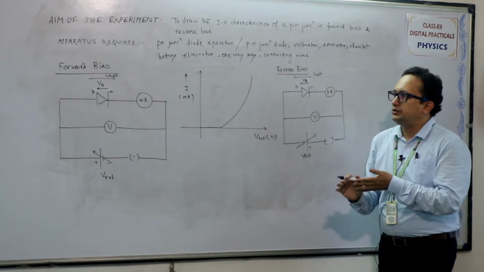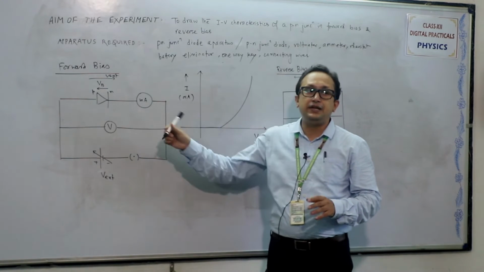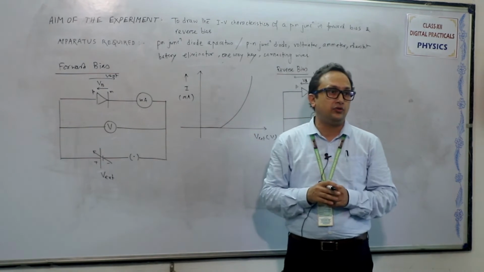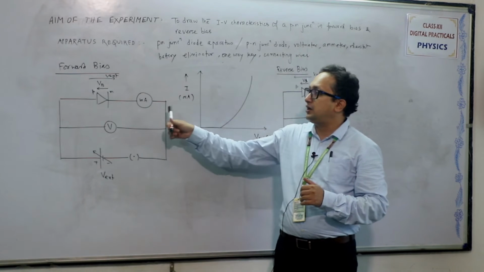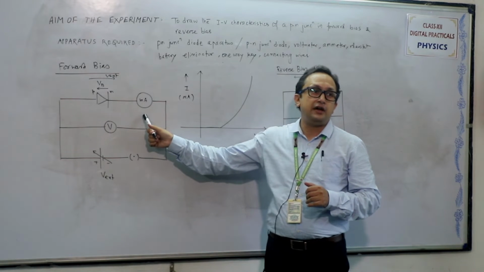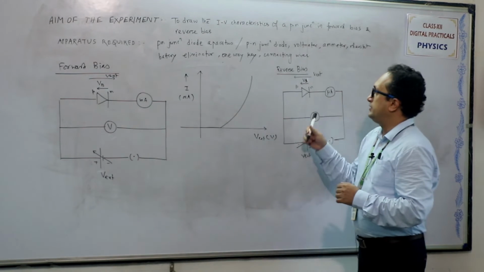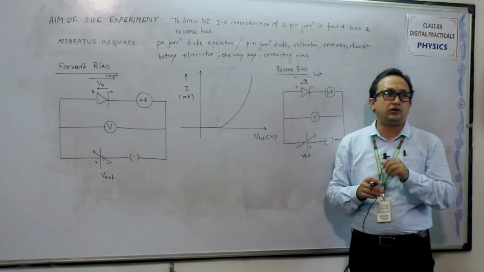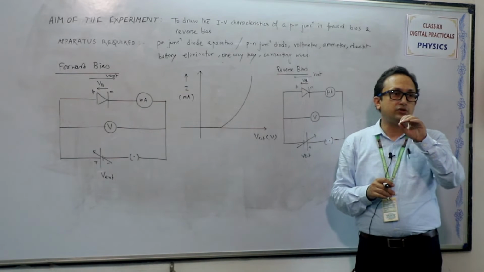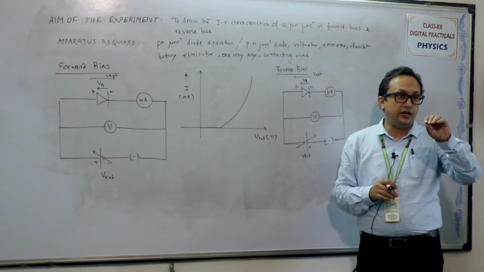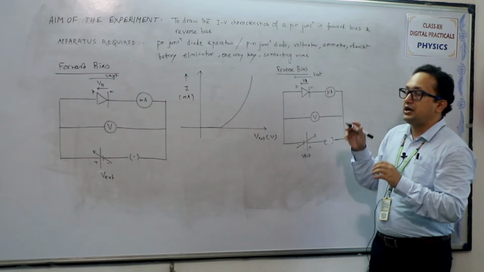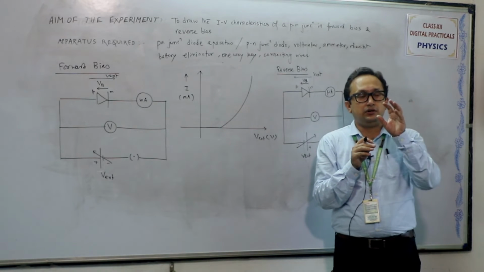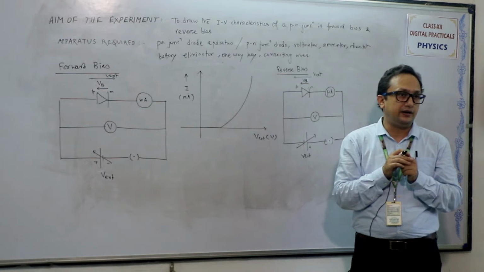And one thing to note is that in forward bias you are going to see a large number of electrons going from N side to P side. So the current will be large, and that is why we have a milliammeter. But in reverse bias there will be very few electrons on the P side which will be coming to the N side, the minority charge carriers. So therefore the current will be much less. So I have a microammeter connected.